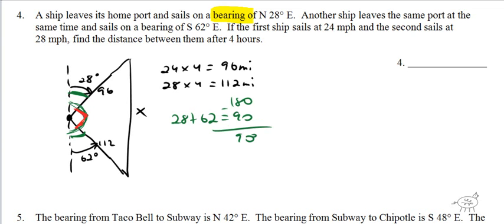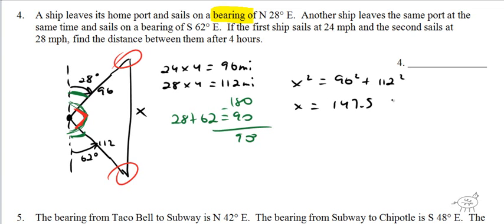And what trig am I going to use to find x? I'm not going to use any trig at all. In fact, I can't use trig because I don't even know these two angles. What I'm going to do is use the Pythagorean theorem. So I'm going to say x squared equals 96 squared plus 112 squared. I solve that, and I get x equals 147.5 kilometers. That's not bad.